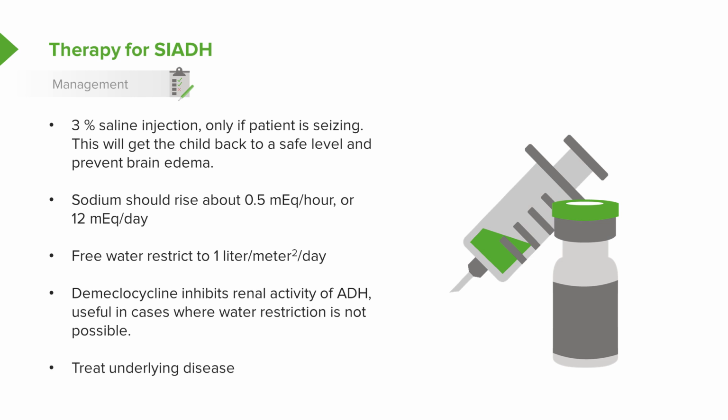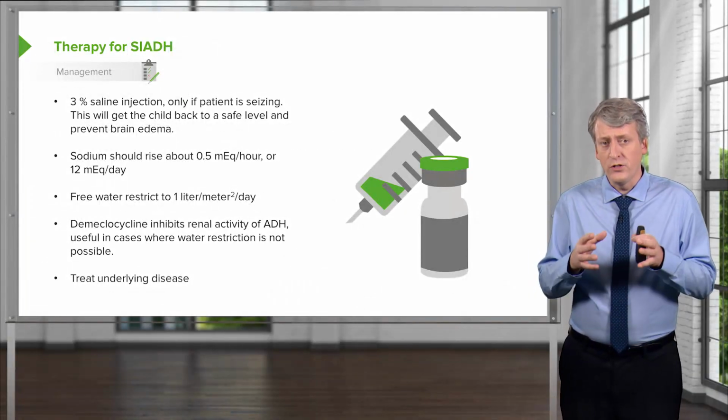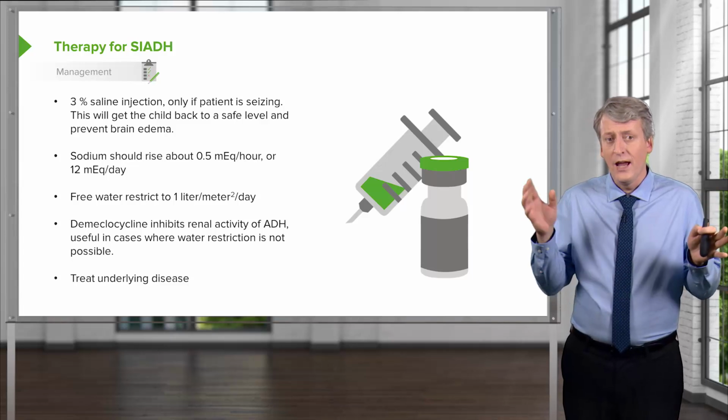Ultimately, the goal for SIADH is to treat the underlying disease. The reality is that for cases like pneumonia or meningitis, treatment of the condition usually results in a resolution of problems. I hope this lecture has clarified for you the differences between diabetes insipidus and SIADH.